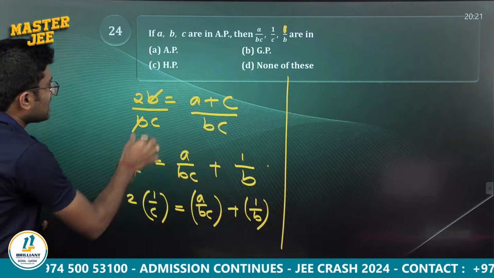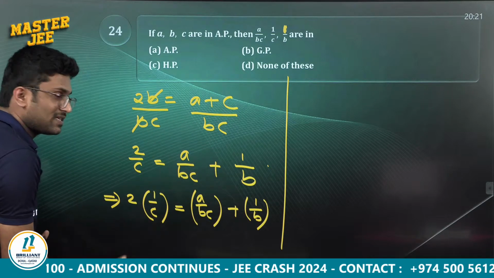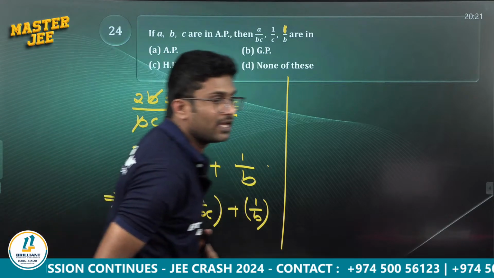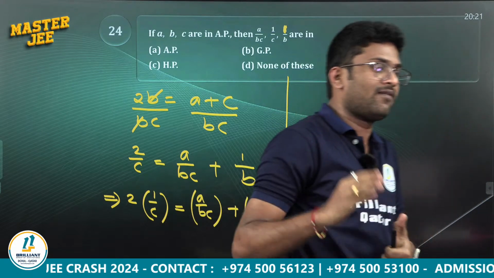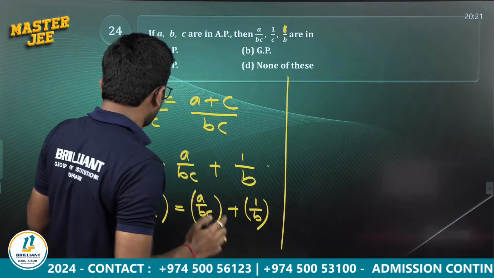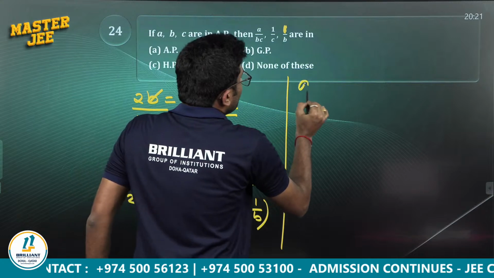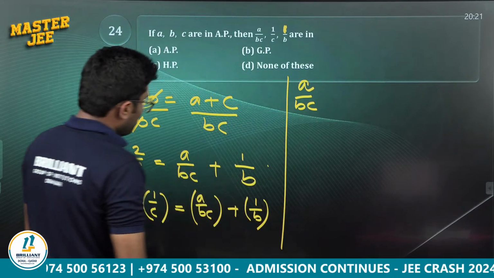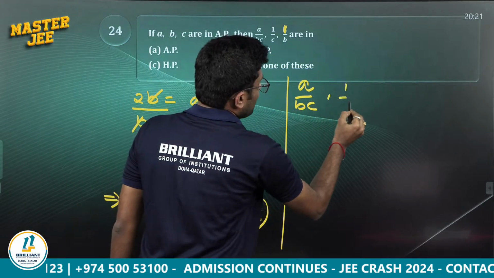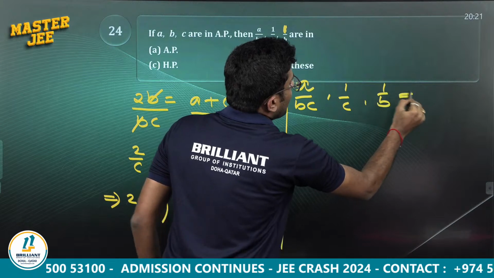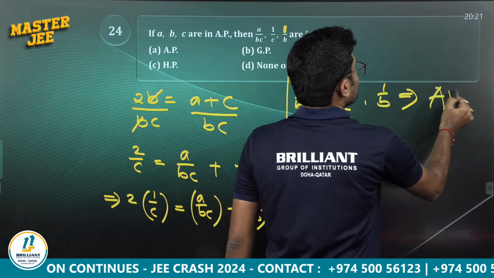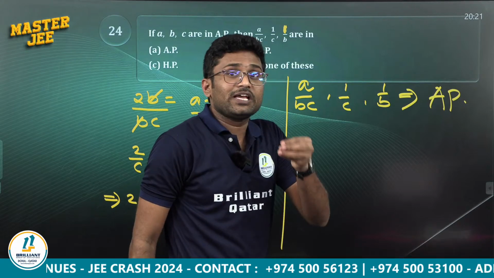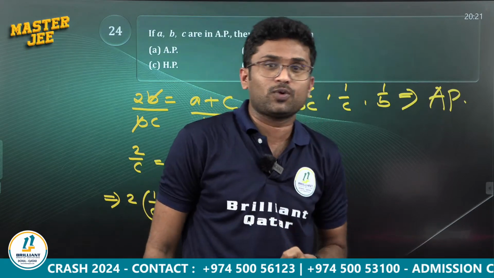That means, guys, this is clearly of the form 2b is equal to a plus c. Here, what are the terms that we have? Very good, Hanna, very good, Ashmita, very good, Sudha. So that means a by bc, 1 by c, 1 by b are clearly in arithmetic progression. This we got from the basic definition of progression.